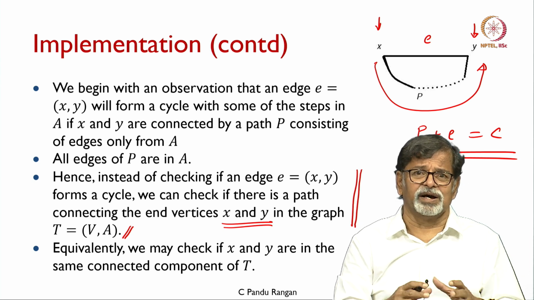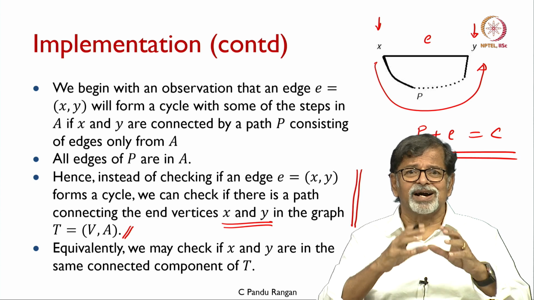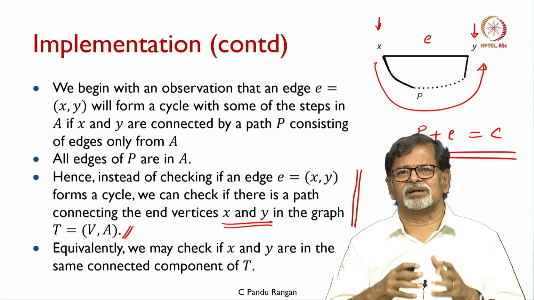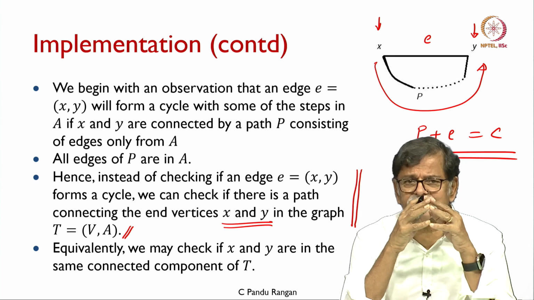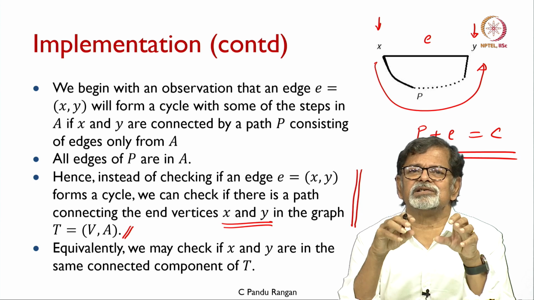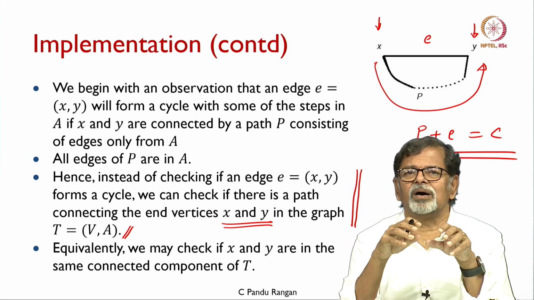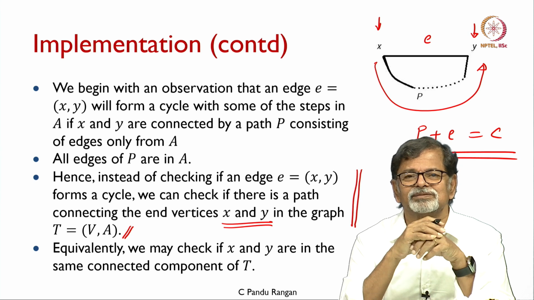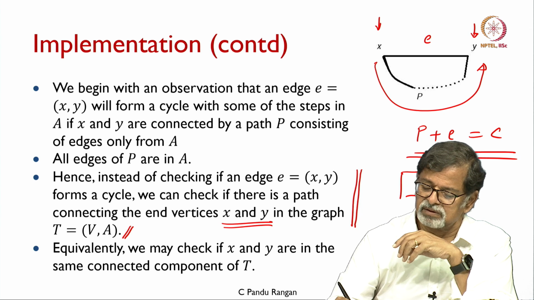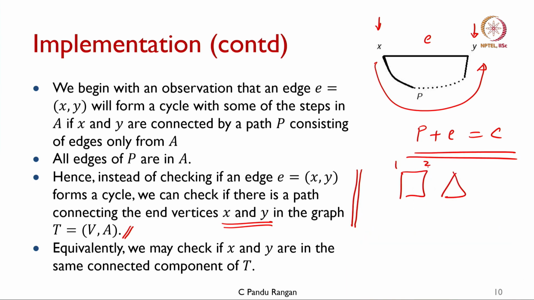Now, this is where another graph theoretic notion of connected components is helpful. What is a connected component of a graph? By connected component, what we mean is all vertices in that component are connected by a path. So, if a graph is like this, let us say 1, 2, 3, 5, 6, 7, 8, 9. This graph has got 3 connected components.